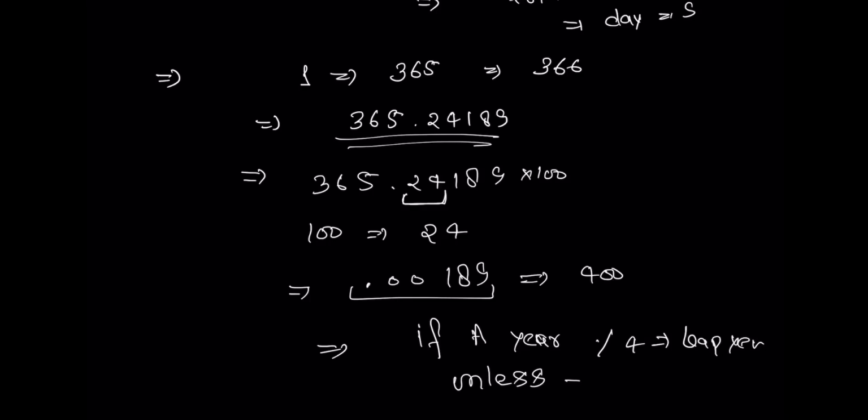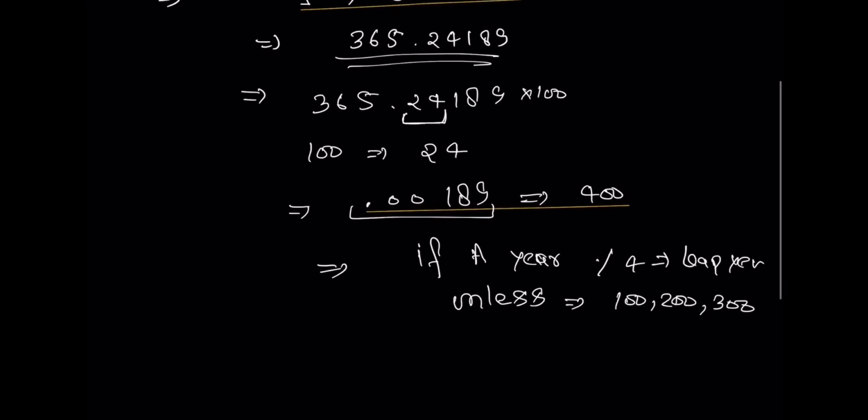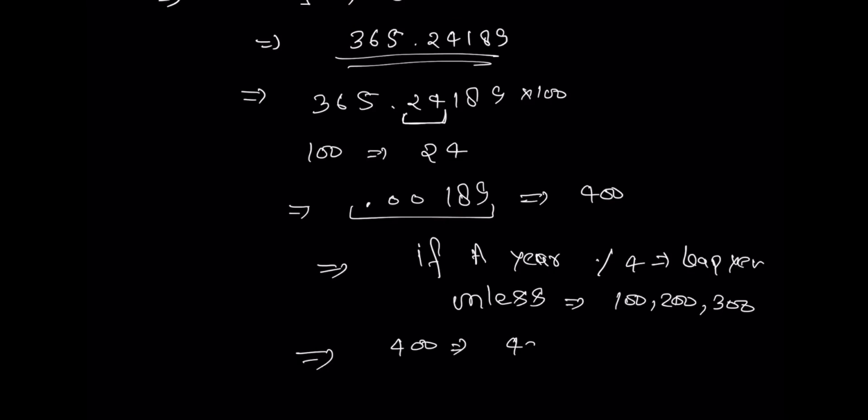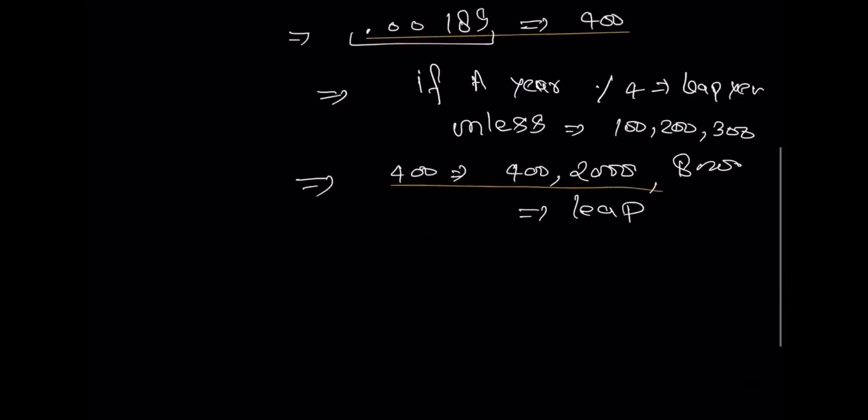this year is a century year like 100, 200, 300. But if the year is also divisible by 400, like year 400, year 2000, year 800, then this year will be a leap year. So this is the basic information we need to keep in our mind. We're going to use it later.